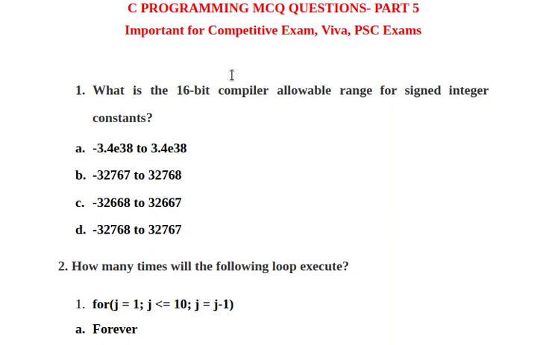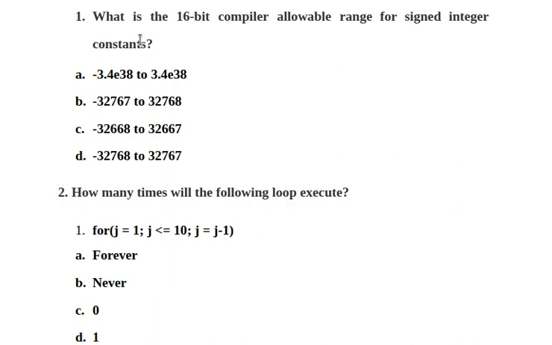First question is, what is the 16-bit compiler allowable range for signed integer constant? If you know it, for a 16-bit compiler the size of an integer is 2 bytes. 2 bytes means 16 bits, so it will be 2 to the power 16. In this way you can find the value of the range. If you don't know how to find the range, we'll be making a video tutorial series on this topic also.